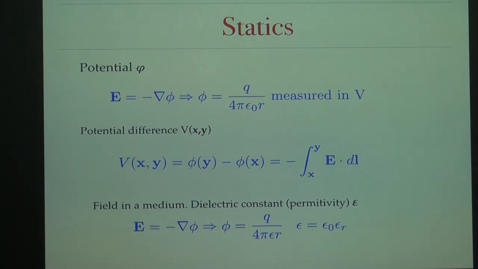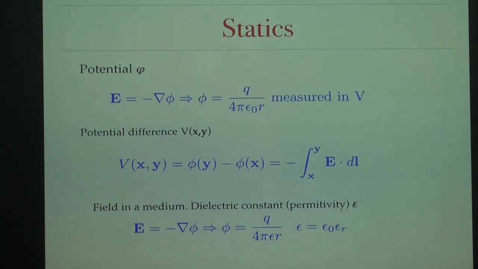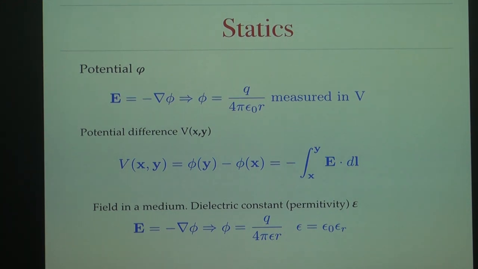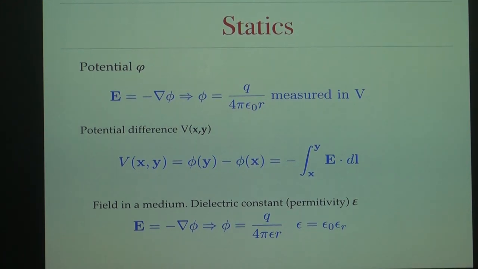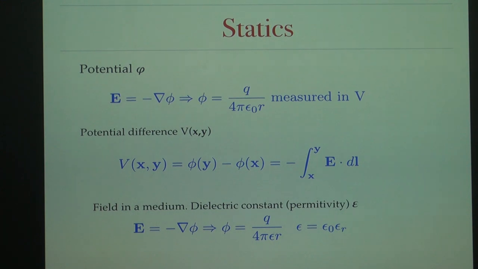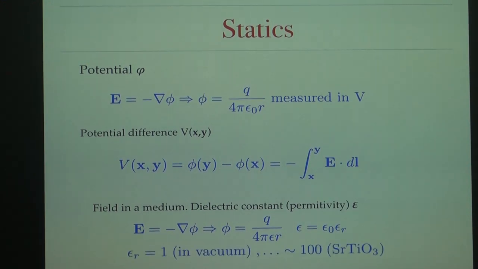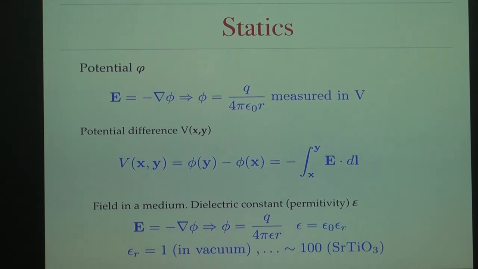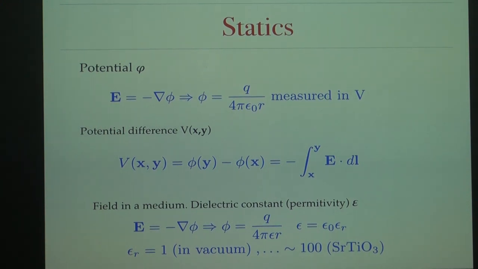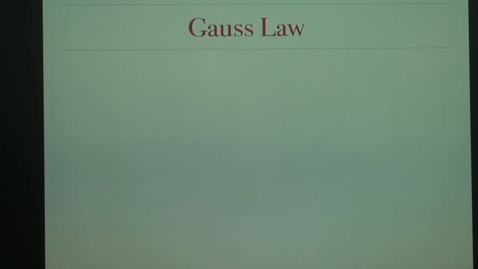Permittivity or dielectric constant is usually defined in relation to epsilon zero, this quantity which was appearing in the Coulomb law, and this coefficient epsilon r, which measures the difference, is the ratio of the dielectric constant with respect to epsilon zero. It changes its value. In a vacuum it is obviously equal to one, but in some materials, like for example strontium titanate, it is equal to 100 in this unit. So it is a considerable difference in values.